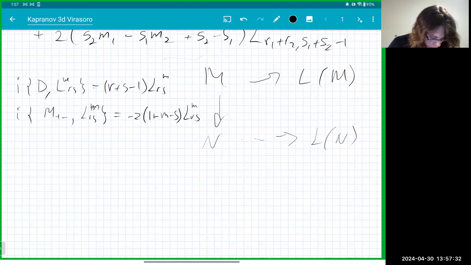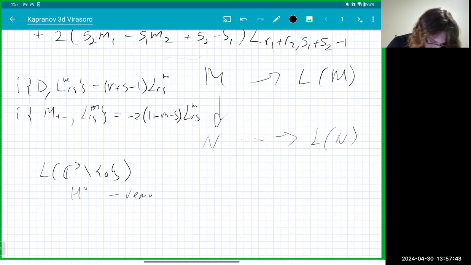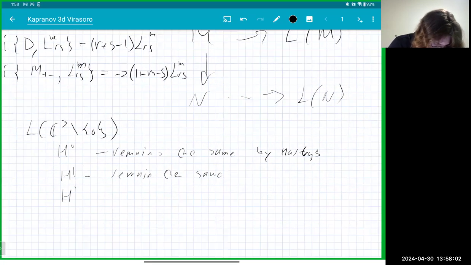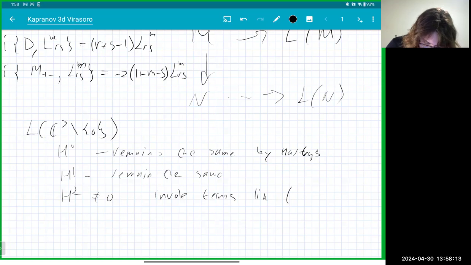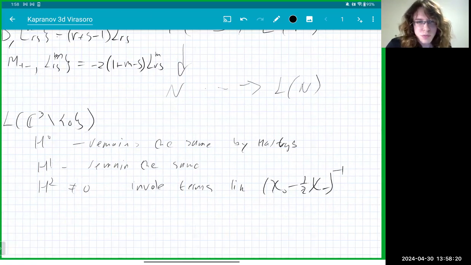Then I tried to do the same with a puncture, and what I get is that if I puncture, H0 remains the same, by Hartogs' theorem. H1 also accidentally remains the same. But H2 is now non-zero, and involves terms like H0 minus 1 over Z, H minus inverse. So it's kind of not very nice. I don't know. And H3 is also zero.